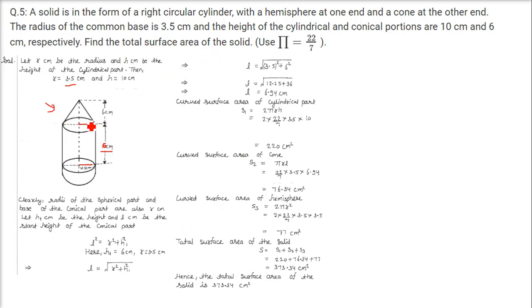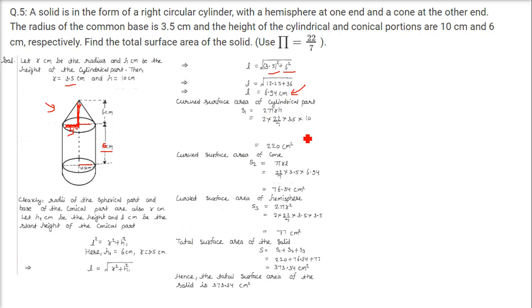So total surface area, let us start with the cone part. So this is 6 and this is 3.5. So 6 square plus 3.5 whole square. If you take this triangle, this is 6 square, this is 3.5 whole square. This slant height will come under root. So it will be 6.94.